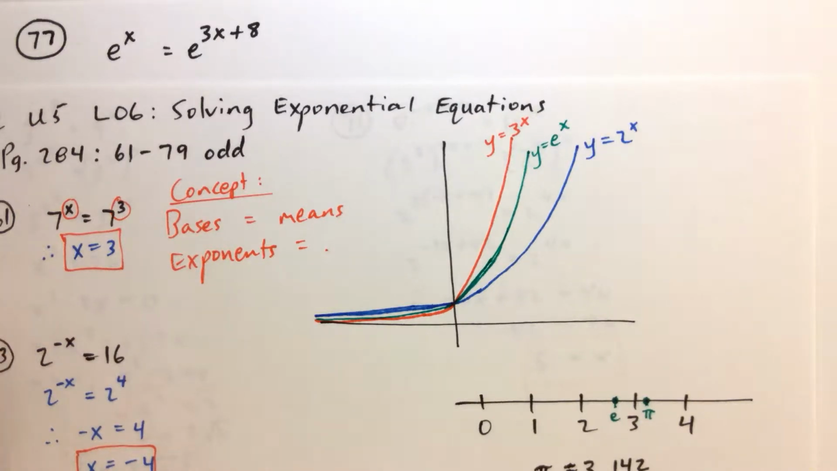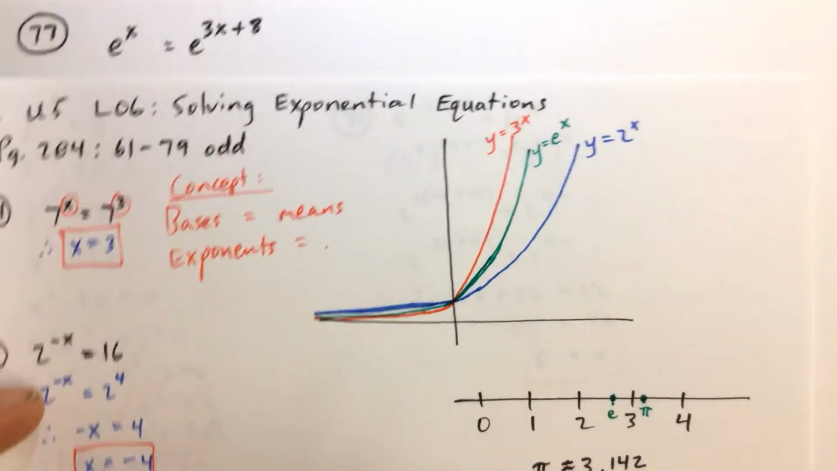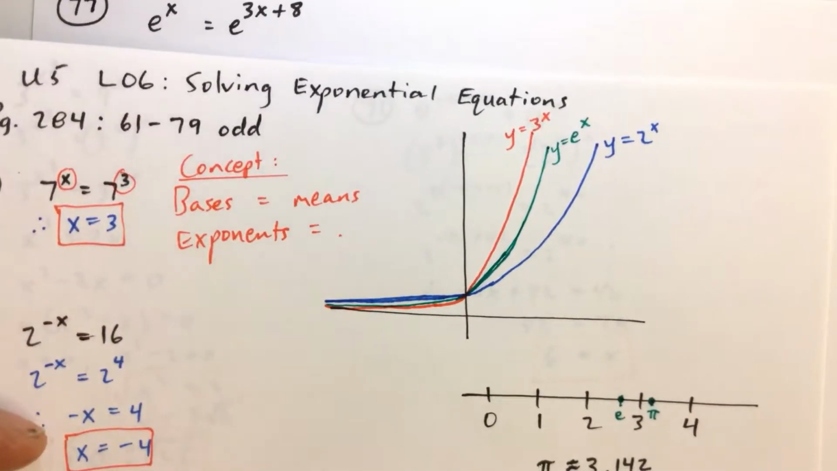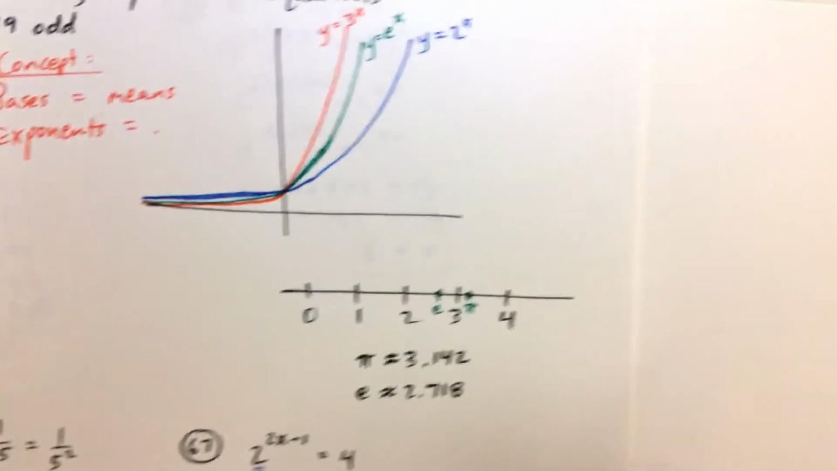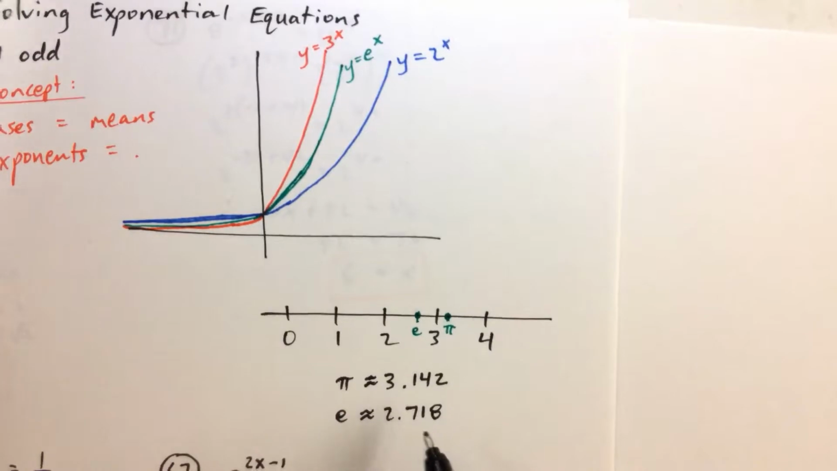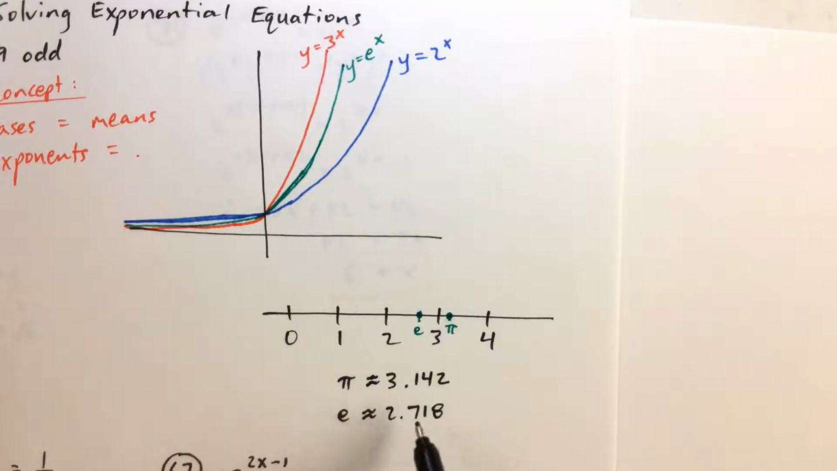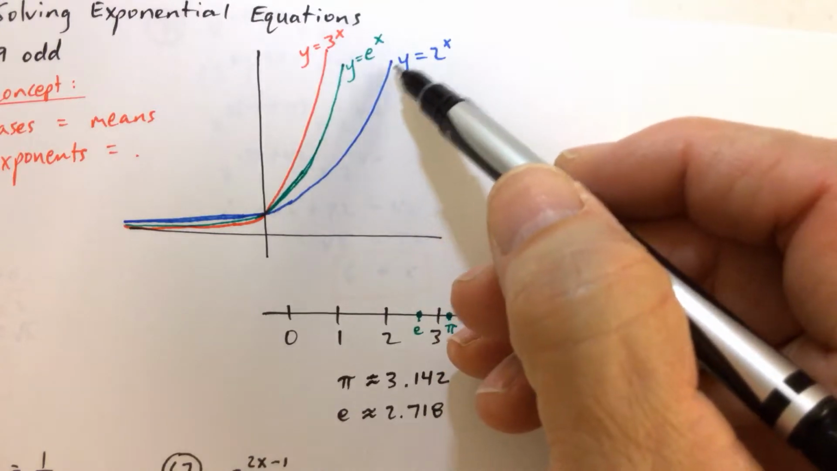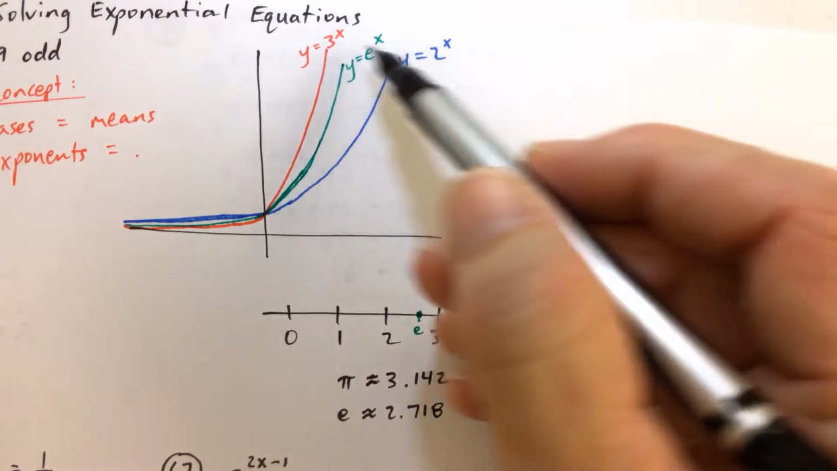For problem number 77, we can see we have the number e, and what I said earlier in the first video was that e is a number, and I just want to review that really quickly: e is a number just like pi. It's an irrational number because the decimals don't repeat, and 2.718 is our best approximation to 3 digits for the number e. It's the natural exponential function, and it happens to fit right in between 2 to the x and 3 to the x because e fits between 2 and 3.